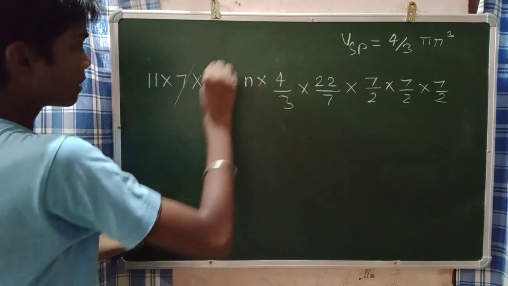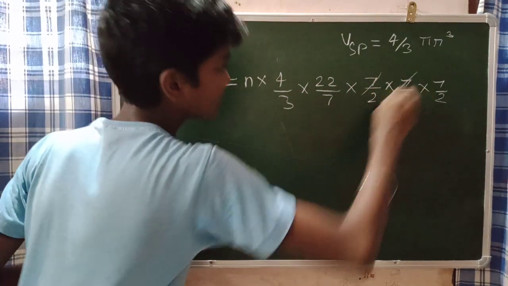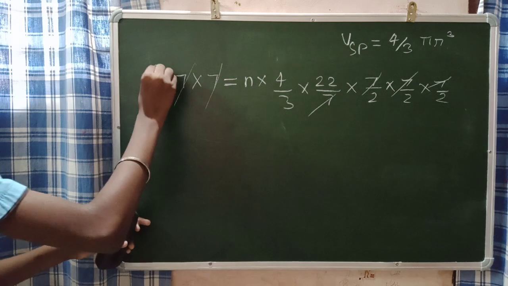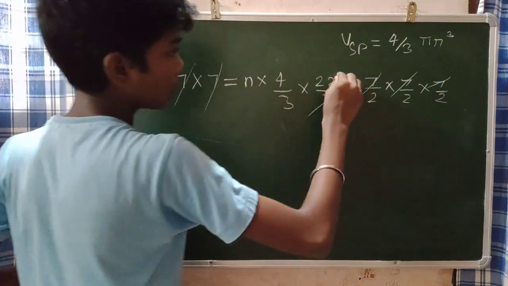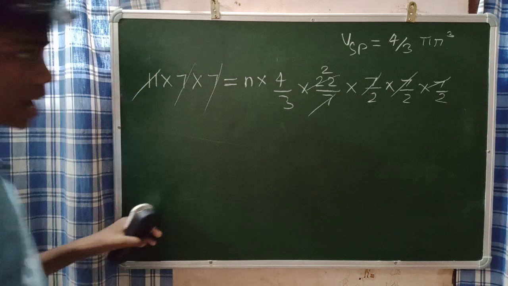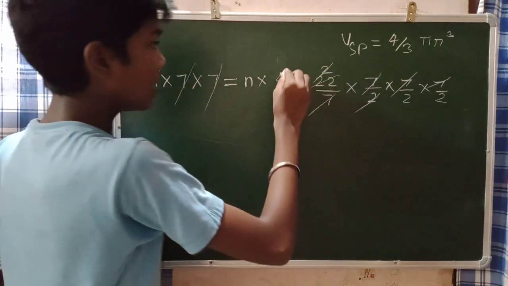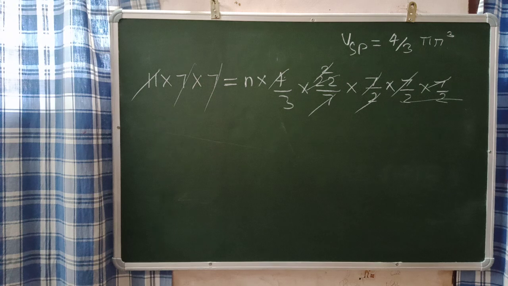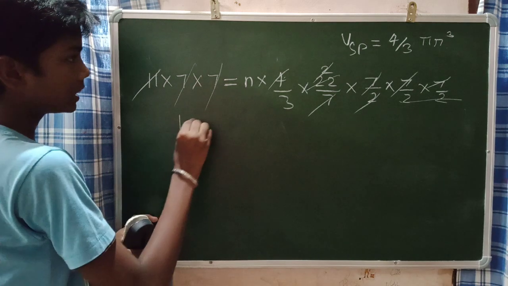So you can cancel this 7 and this 7 and this 7 and this 7 and this 7 and this 7. So you can cancel like that, and this 11 and this 22 you will get 2. Now after this you can cancel out these values and you can cancel this 4 and 2 into 2. So finally I think you will get the equation as 1 is equal to n by 3.